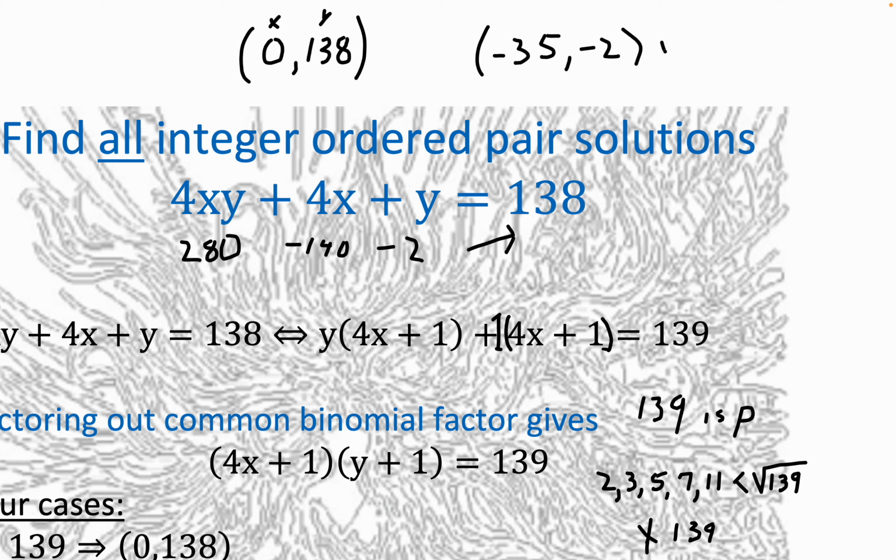A lot of times nobody shows this. This just happened to be kind of easy, but 280 minus 140 is 140. 140 minus 2 is 138, and we have both integer solutions, namely 0, 138 and minus 35, minus 2.